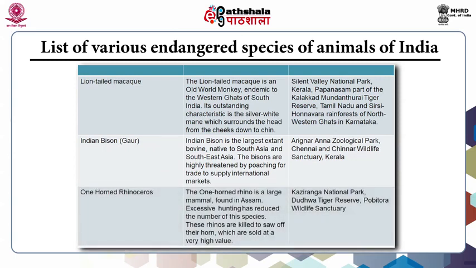Then the one-horned rhinoceros. The one-horned rhinoceros is a large mammal found in Assam. Excessive hunting has reduced the number of this species. These rhinos are killed to saw off their horns, which are sold at a very high value. Kaziranga National Park, Dudhwa Tiger Reserve and Pobitora Wildlife Sanctuary are the places where this one-horned rhinoceros is found.